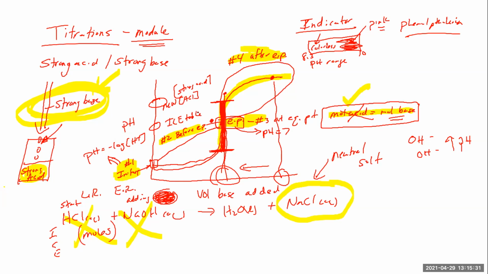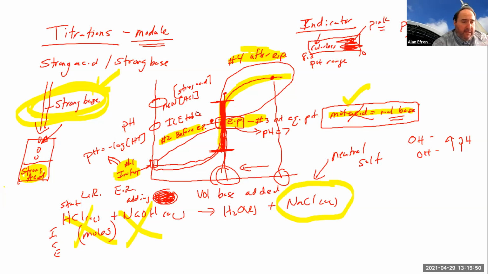Yeah, I have a quick question. So after we reach the equivalence point, you said that we essentially run out of acid and we're left with NaOH. So because of that, we're going to use pOH to find the pH.